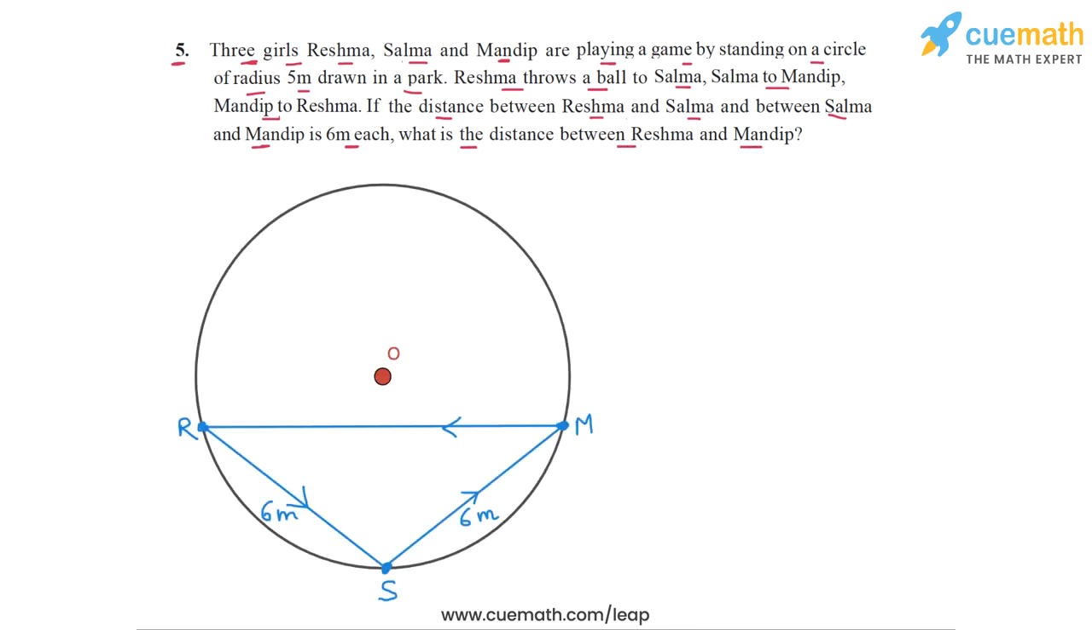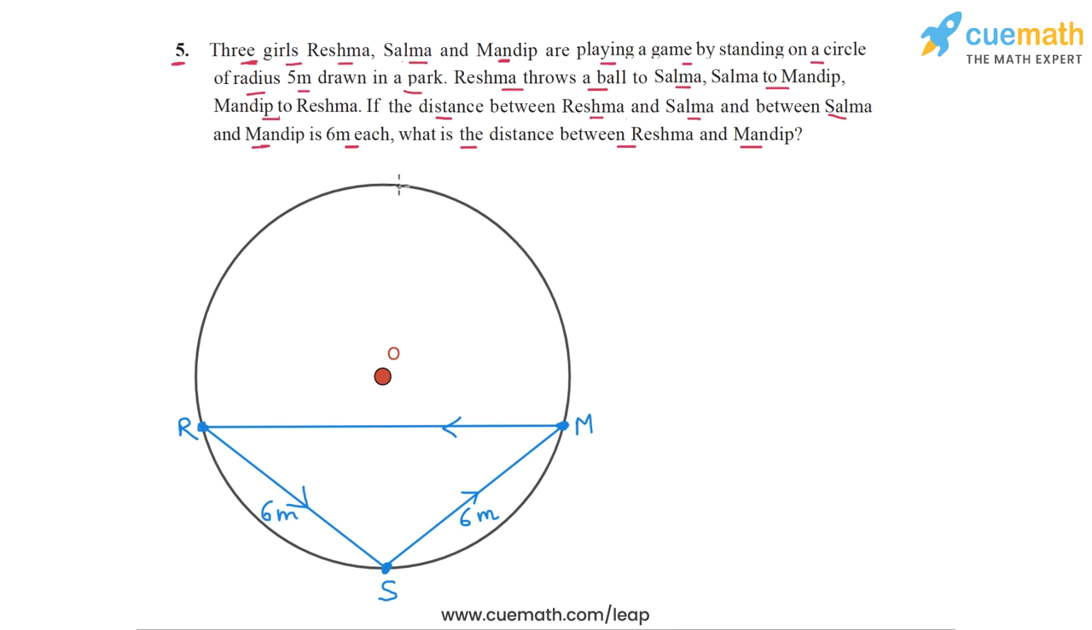In question 5, the problem statement says 3 girls, Reshma, Salma and Mandeep, are playing a game by standing on a circle of radius 5 meters drawn in a park. Reshma throws a ball to Salma, Salma to Mandeep, Mandeep to Reshma. If the distance between Reshma and Salma and between Salma and Mandeep is 6 meters each, what is the distance between Reshma and Mandeep? So here's a figure that I've drawn for this problem.